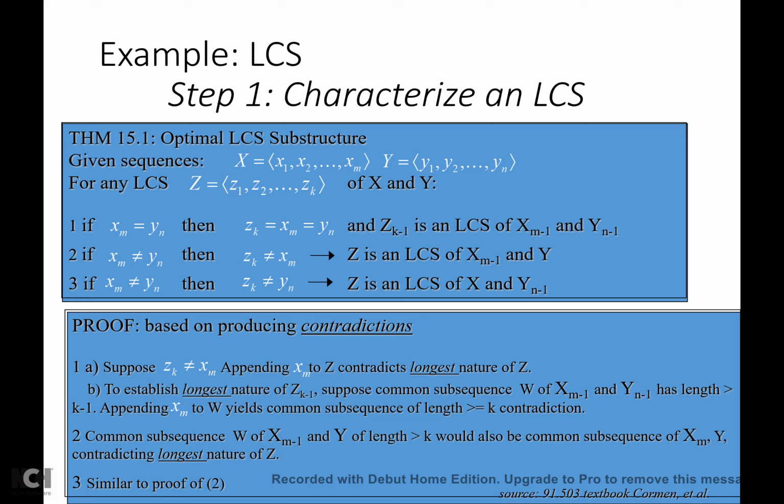Given sequences X and Y, for any longest common subsequence Z of X and Y, there could be 3 possibilities. First, Xm equal to Yn. In that case, Zk could be equal to Xm or Yn, right? And then if that is true, Zk minus 1 is a longest common subsequence of Xm minus 1 and Yn minus 1.